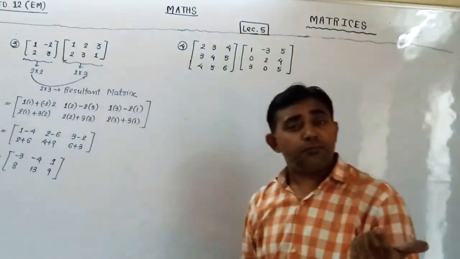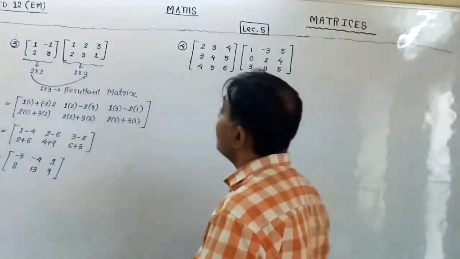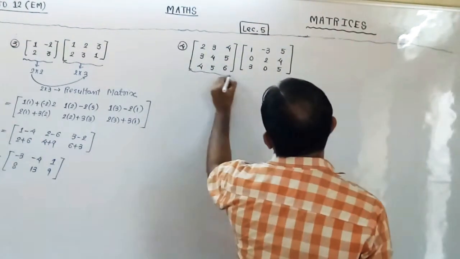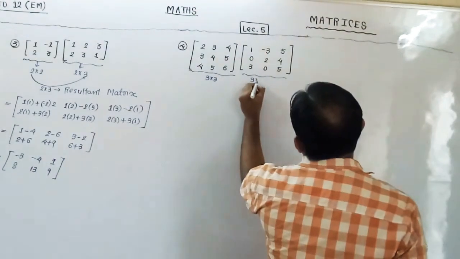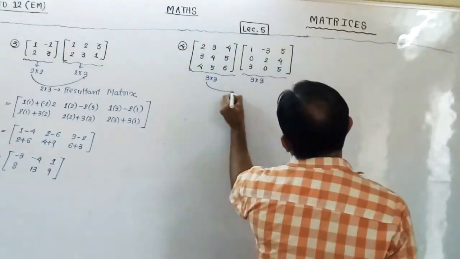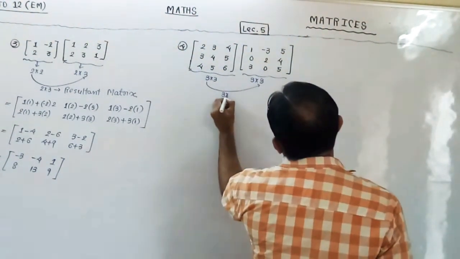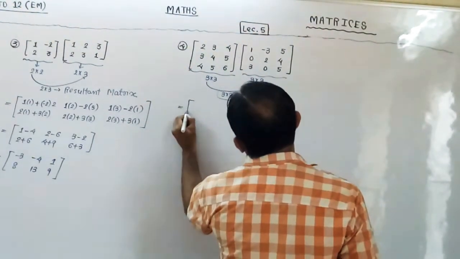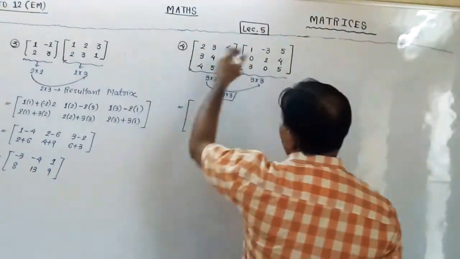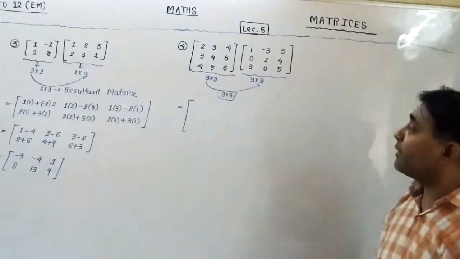Let us see. So the multiplication is 3 cross 3 by 3 cross 3, and the resultant matrix is also 3 cross 3. When you calculate, your resultant matrix must be 3 cross 3. Again, the rule is very simple. First row, first column, just apply the rule.